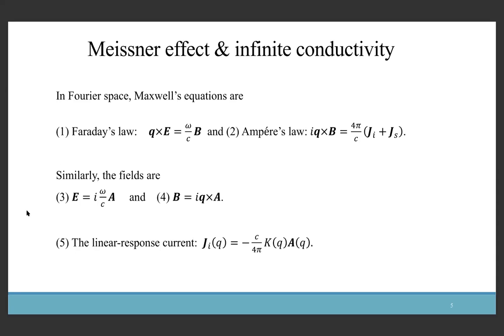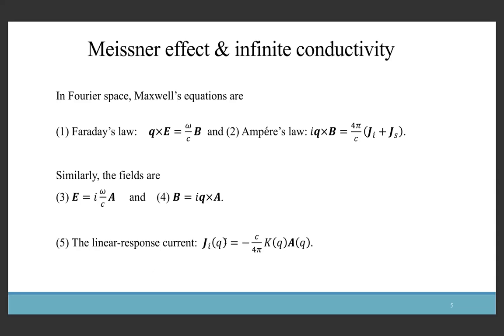We know that the solutions to the Maxwell equations can be given in terms of the vector potential. So the electric field is equal to the negative of the time derivative of the vector potential, and the magnetic field is the curl of the vector potential. And in frequency momentum space, that's written as follows. So we'll then consider weak external fields, and we'll assume that the induced current is related linearly to the vector potential. So they're related through this response kernel.